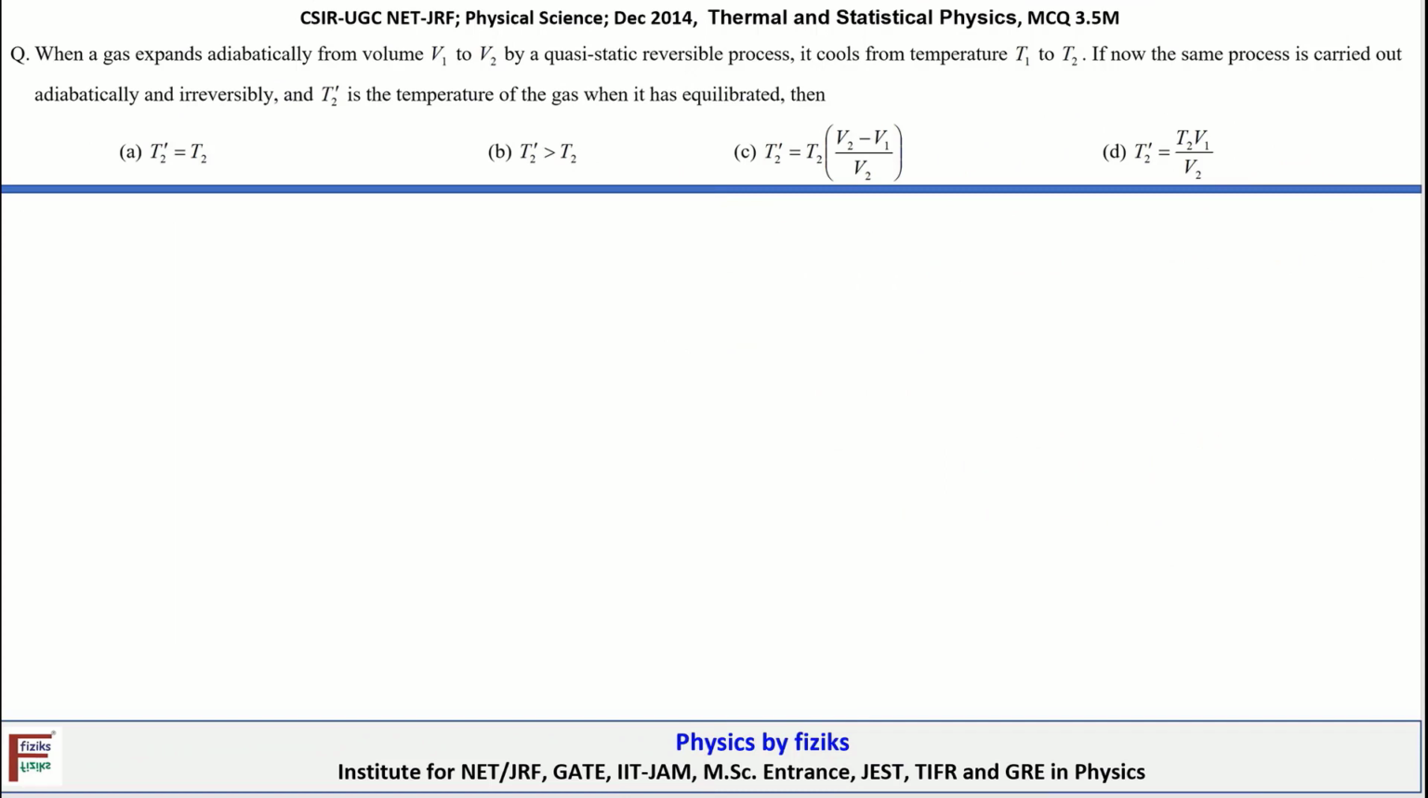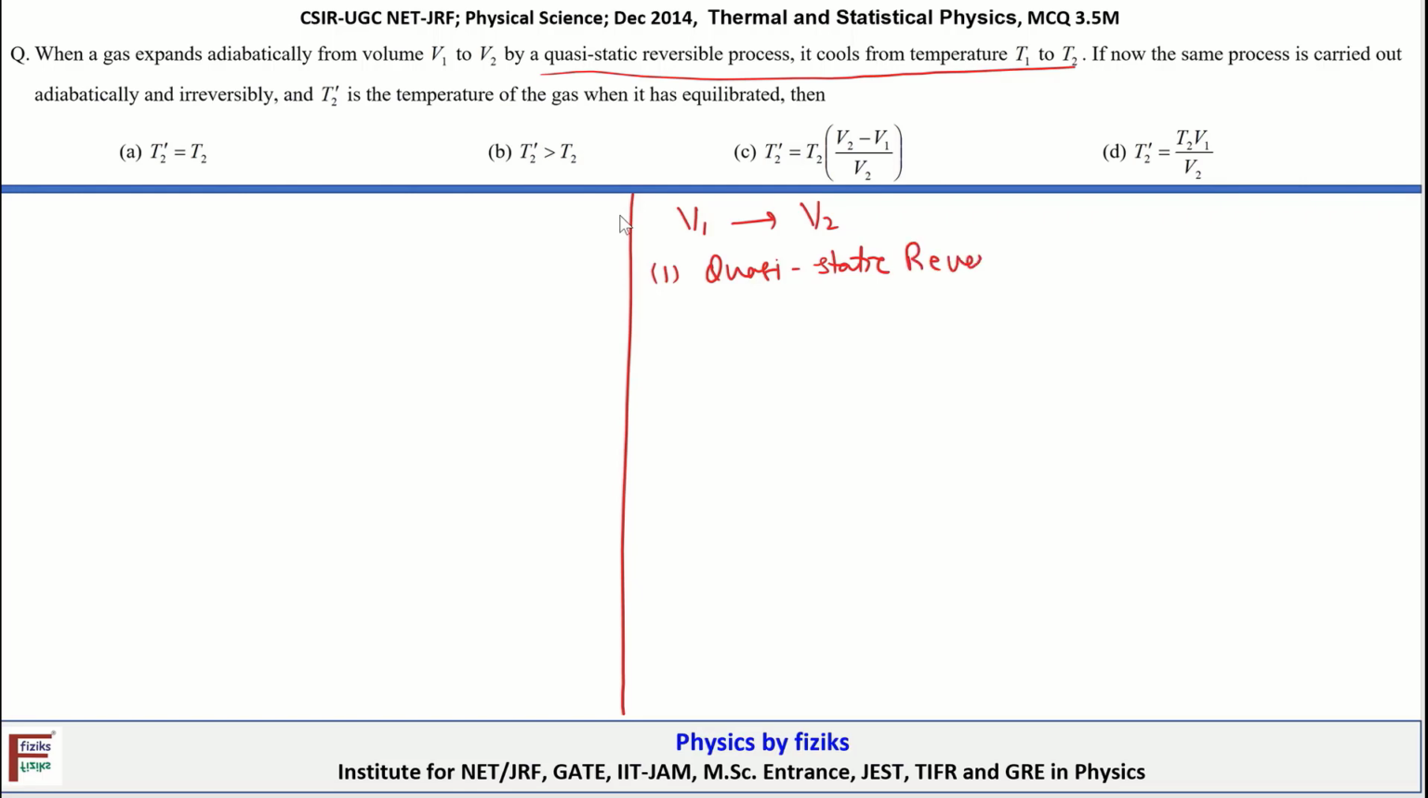So let's continue with the next problem. The statement is, when a gas expands adiabatically from volume V1 to V2 by a quasi-static reversible process, it cools from temperature T1 to T2. So the first process here is quasi-static reversible, and during this process the temperature changes from T1 to T2.